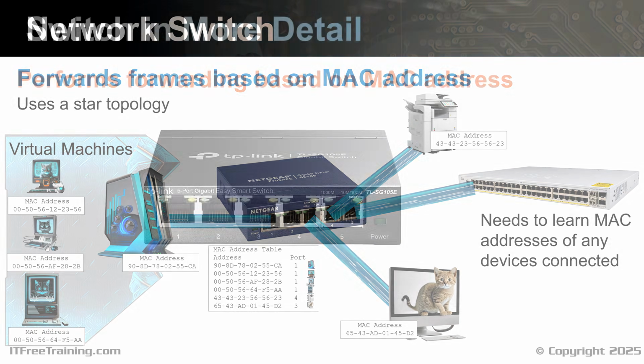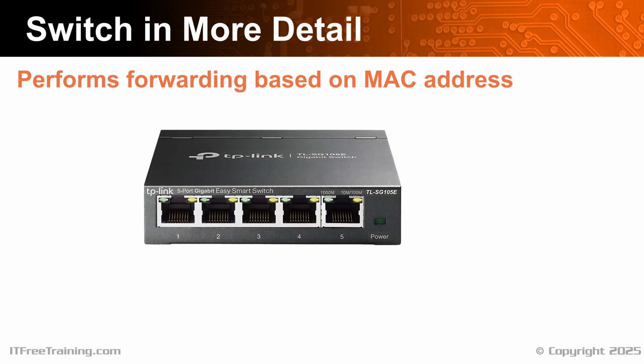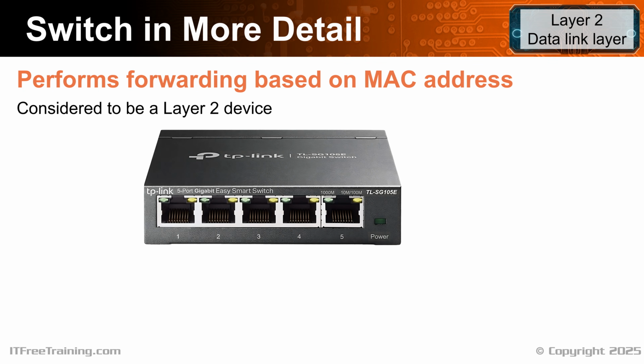Let's have a look. When looking at switches, essentially, a switch performs forwarding based on the MAC addresses. Thus, it is considered a Layer 2 device. Layer 1 devices, such as a hub, work at the physical layer and simply transmit frames across the network. A Layer 2 device is a little smarter and looks at MAC addresses and forwards frames based on that information. If you study more about networking, this topic will be covered in more detail.